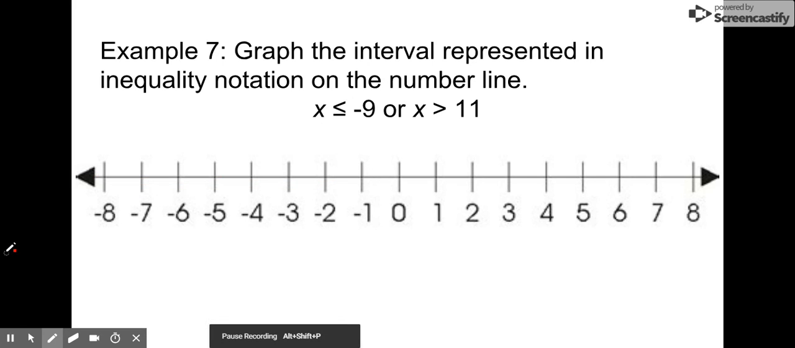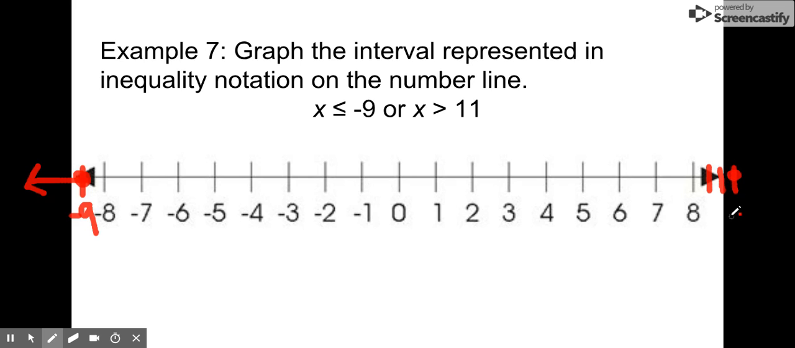So here we have another or statement. The or statement's pretty easy to recognize because they say or. So we know we're going to have two pieces going off in opposite directions. We want x less than or equal to -9, which we actually don't even see on this number line. So we're going to have to just add that in here, which is totally fine. We want a closed circle here, and we want to say x is less than or equal to -9. So we're going to be going off to the left. Or x is bigger than 11. So we'd have to go off 9, 10, 11, and then go off to the right.